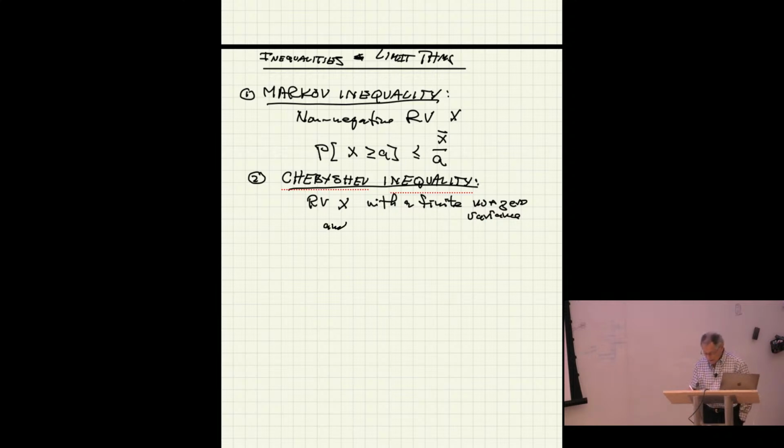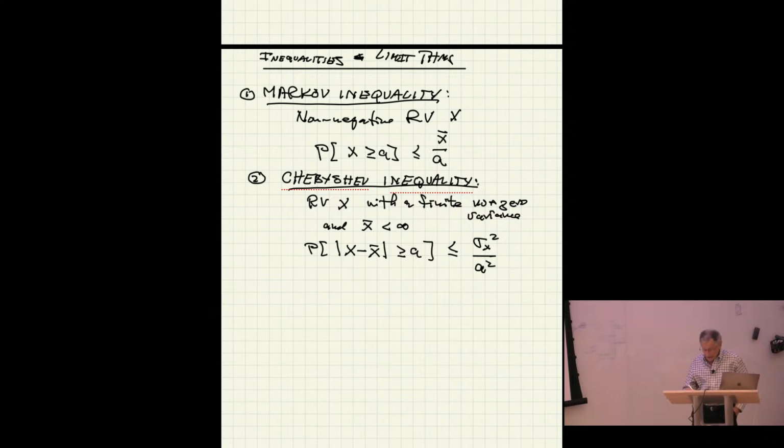And with a mean that's also finite. And the bound is the following. The probability that the absolute value of the random variable x minus its mean is greater than or equal to a. In other words, can it differ from its mean by very much? That's the question. And I'm going to say that probability has to be less than or equal to the variance of x over a squared. Again, wow. Just knowing the first two moments, you can say something pretty powerful.